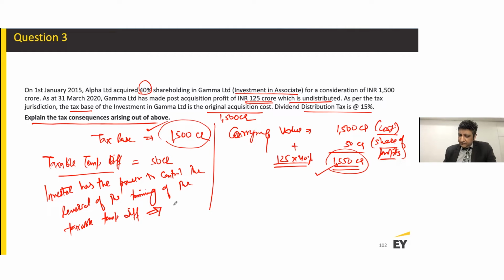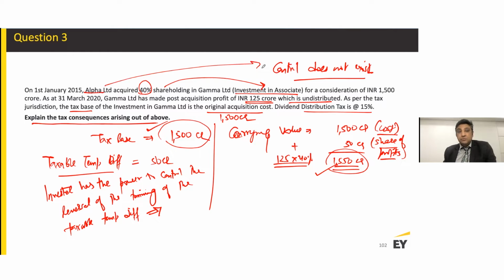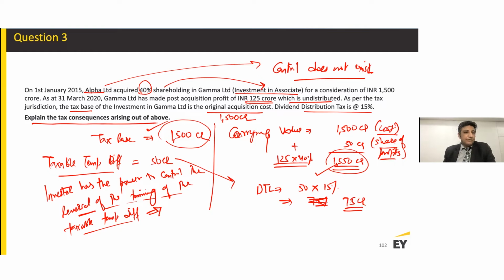All right. In this scenario, we can safely assume that since this is an investment in associate, the control does not exist, as in Gamma can distribute the dividend as per its need or as per its policy, as per its decision. And that is where Alpha would probably not have control as far as the distribution of dividend, which is nothing else but the timing of the reversal of the taxable temporary difference, is concerned, right? Which means that on this taxable temporary difference, we must recognize a deferred tax liability, which is calculated at 50 into 15%. That makes it, of course, 7.5 crore rupees. All right.